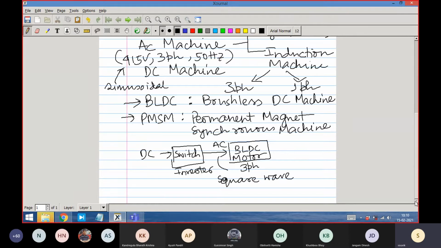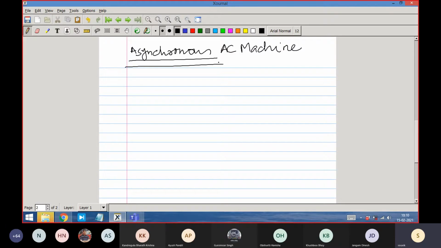So induction machine has another name: it is called asynchronous machine, asynchronous AC machine. That means synchronous AC machine and asynchronous AC machine. Why is it called asynchronous? We'll come to that. This point you have to understand. This is what is making this machine fundamentally different from a synchronous machine.